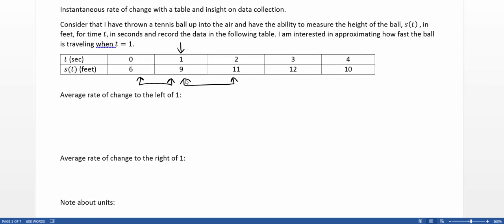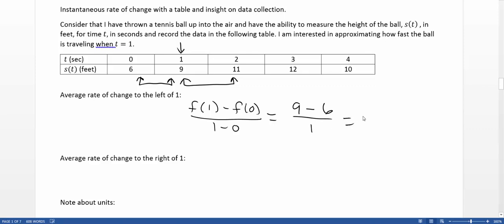So when I say to the left, that means I'm going to be using the information at 1 and the point directly to the left of it. So again, I'm going to apply this to my average rate of change formula. So I'm going to do f of 1 minus f of 0 over 1 minus 0. So f of 1 means I'm going to go to my table and find the dependent value. So I have 9 minus, now f of 0 is going to be 6, divided by 1. So this is going to be 3.